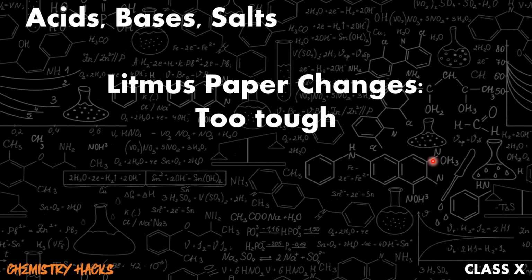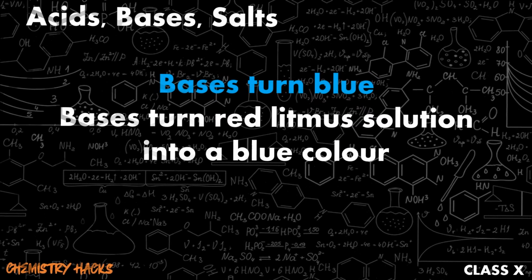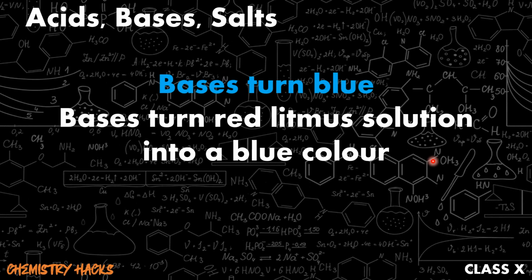Now another thing that's really challenging is the changes in the color of litmus paper for acids and bases and different substances. It's just too tough for me to remember because it just seems to be the same color, but what's the corresponding change for acid and base, it's just hard to remember. So here's a hack. Bases turn blue. Just remember the statement, because a base turns a red litmus solution into a blue color. So if you know that bases turn blue, then you would automatically know that acids turn blue litmus paper into red.